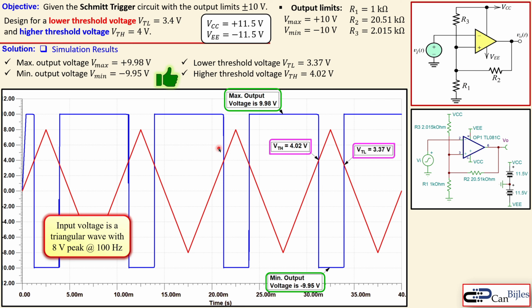Alright, this was our example considering the Schmitt trigger having asymmetric threshold voltages. So there are no, let's say, 4 and -4 volts as the threshold voltages. We have seen how we can formulate the equations and then determine the required component values for this circuit. And then we have finally verified our result using the SPICE simulations.